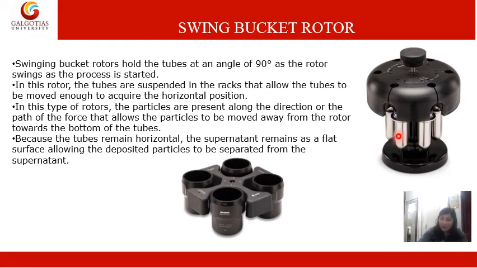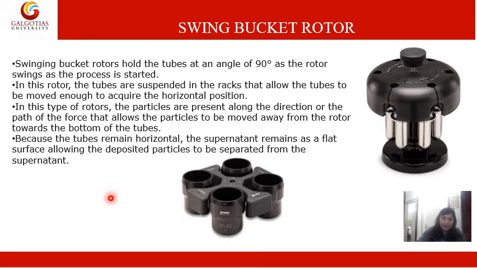It means when we are not running the rotor, the sample tube will be parallel to the axis of rotation. But during the run, the sample tube takes an angle of 90 degrees with the axis of rotation. In this rotor, the tubes are suspended in a rack that allows the tube to move enough to acquire the horizontal position. Suppose this is a tube. When you run this rotor, this tube will come into a horizontal position. I will explain in the next slide how this happens.